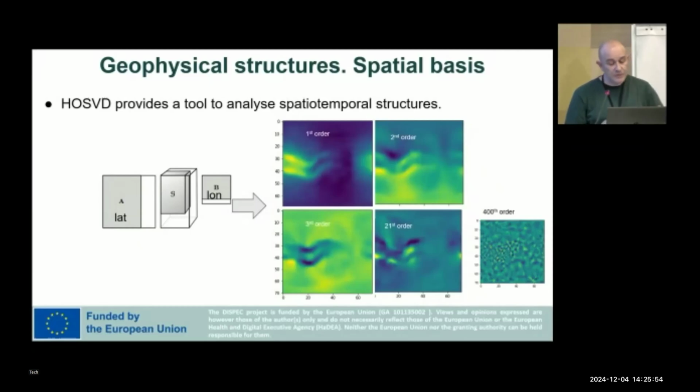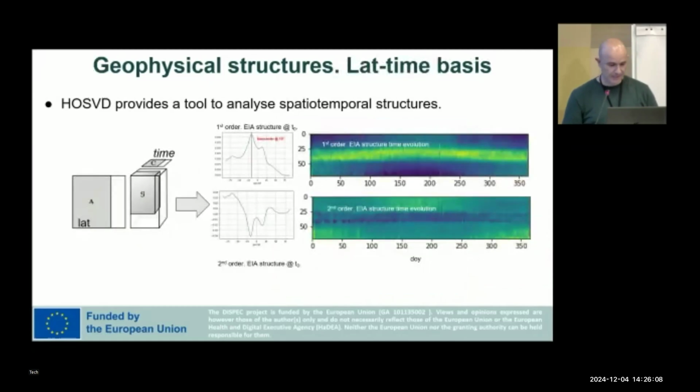But as you increase the order, the intensity in the G tensor, the core, goes down. So we have added here a 400 order map, which is basically noise. And this one is interesting because what we do here is a tensor product between the latitude basis and the time basis. And what we get is these two maps for the first and the second order.